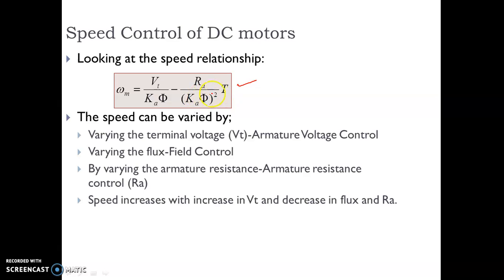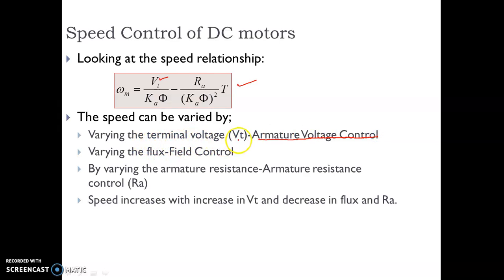Now this equation, look, this equation we have already discussed. I will also give its link in the video. This relation, the relation between the speed and torque, the torque-speed characteristic, was already derived. The speed can be varied here by varying the terminal voltage. If we change this terminal voltage, then the speed can be changed. This is called armature voltage control. This method is called armature voltage control.